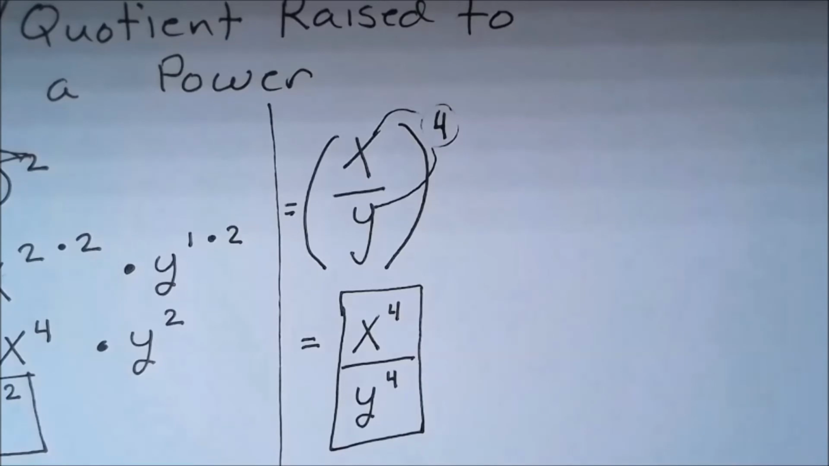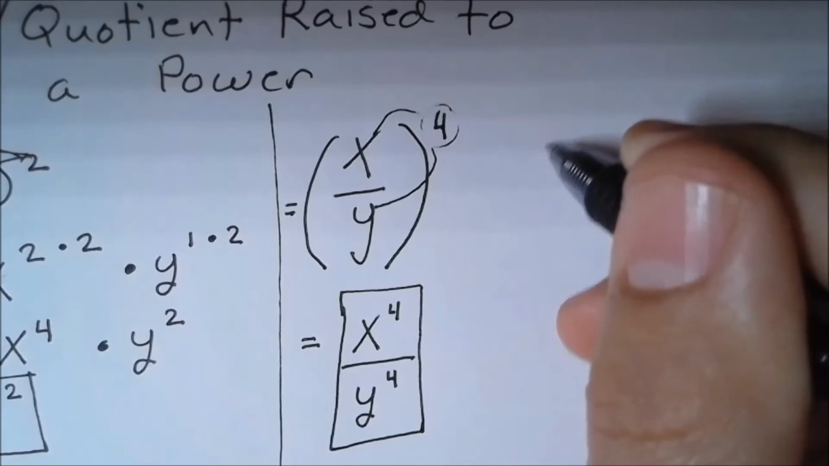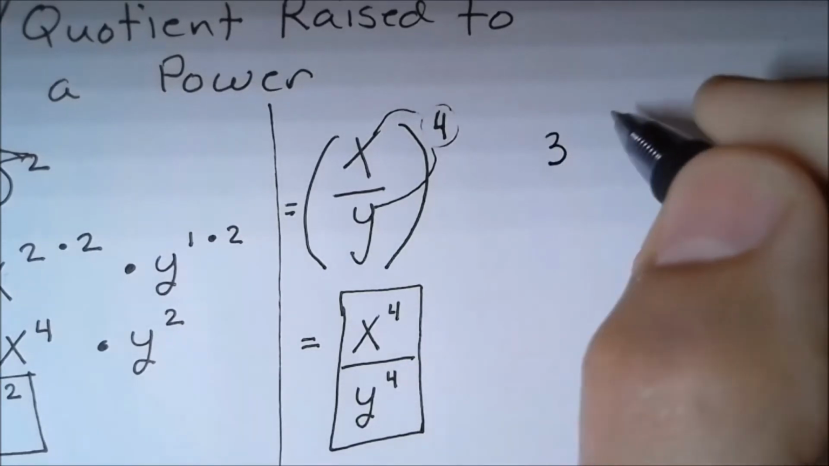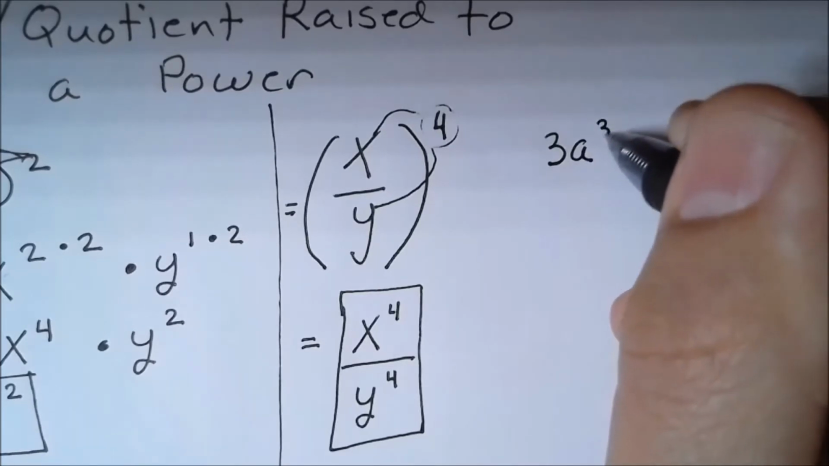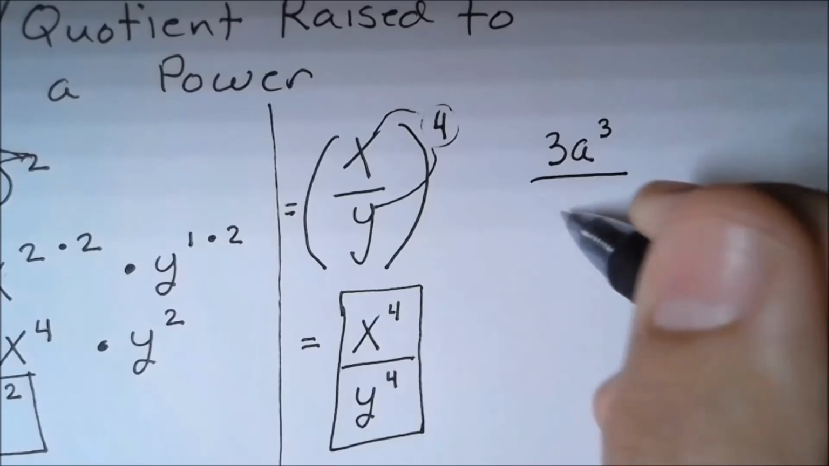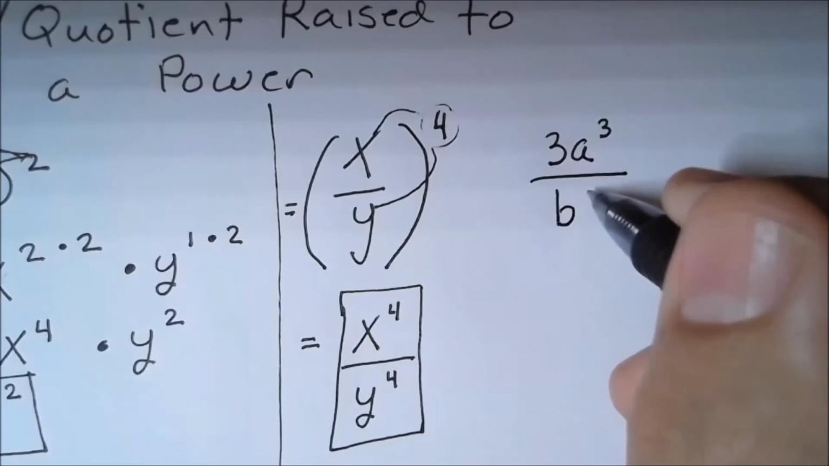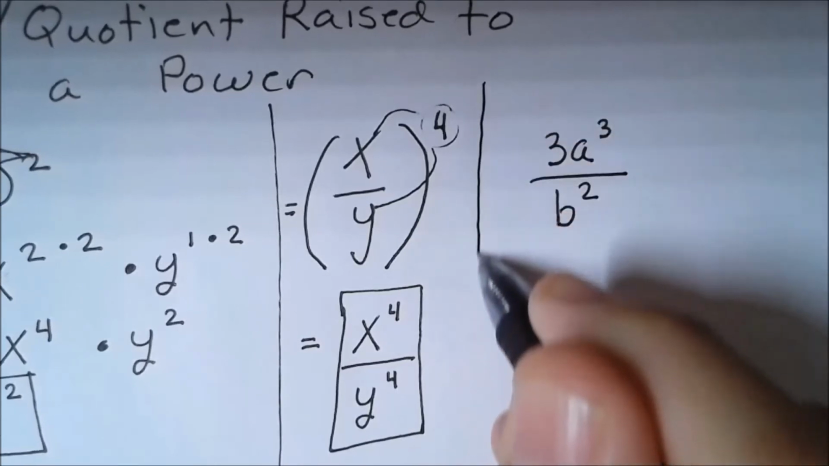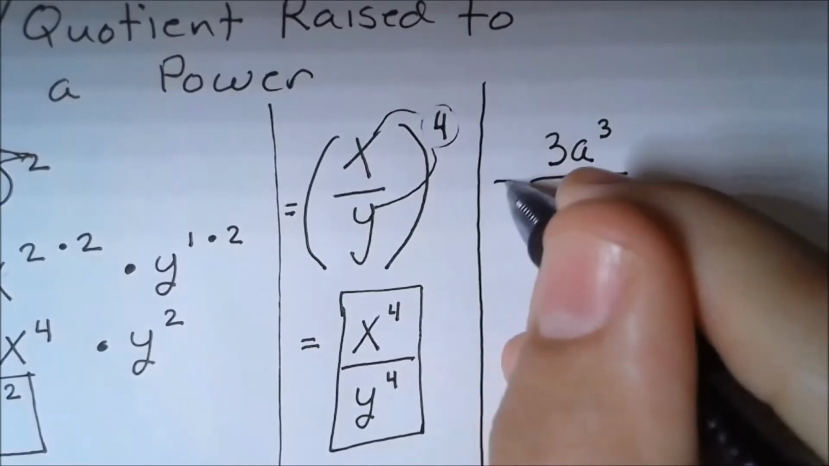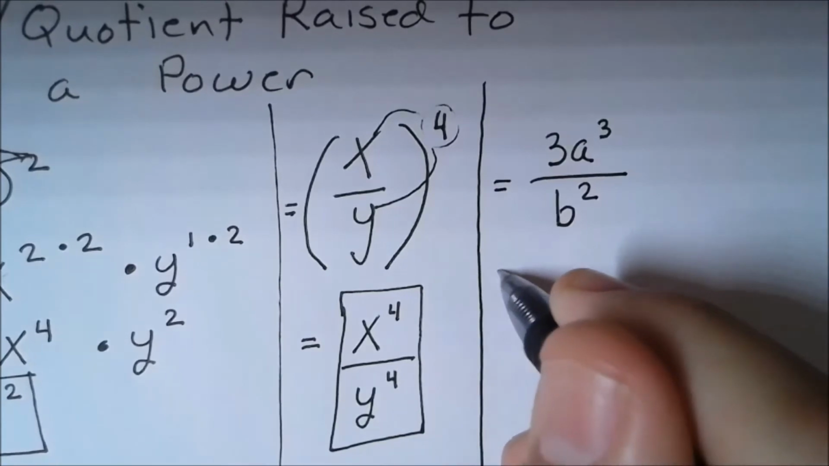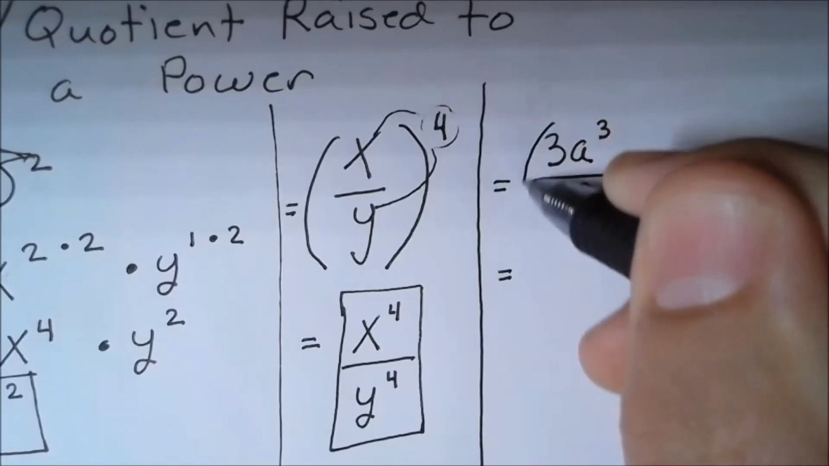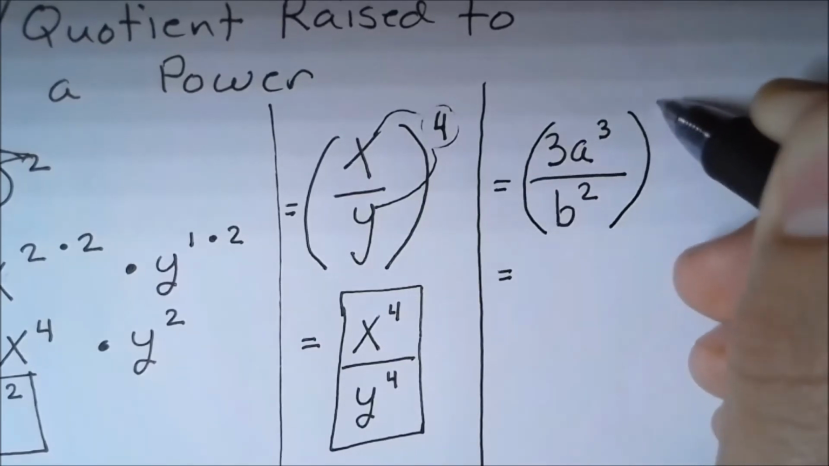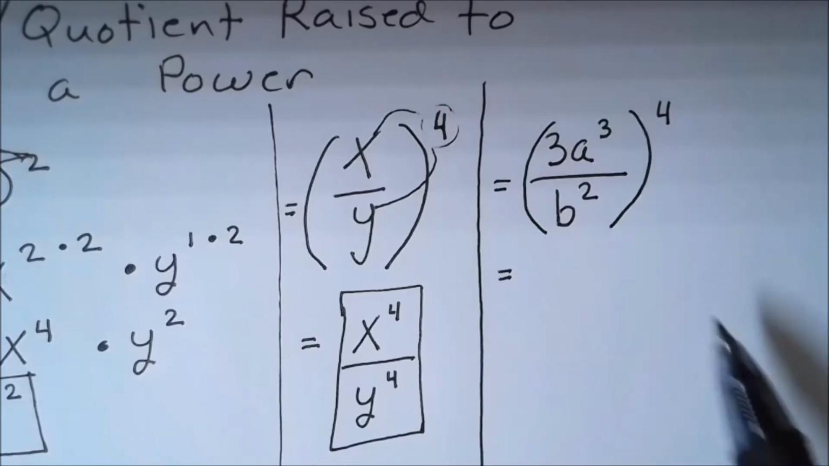So let's do one a little bit more complicated. Let's take a look at this one. Let's do 3 to the power c times a to the power of 3 over b to the power of 2. And we're going to use this same concept in order to answer this. So our first step, let's add some parentheses and say times the power of 4. This is more likely what you'll see on the STAAR.